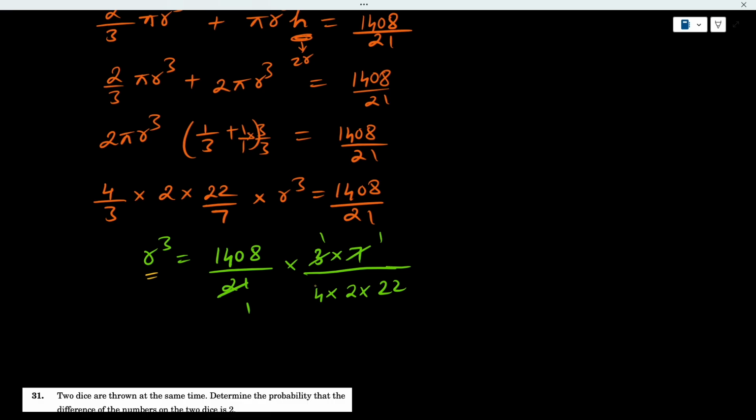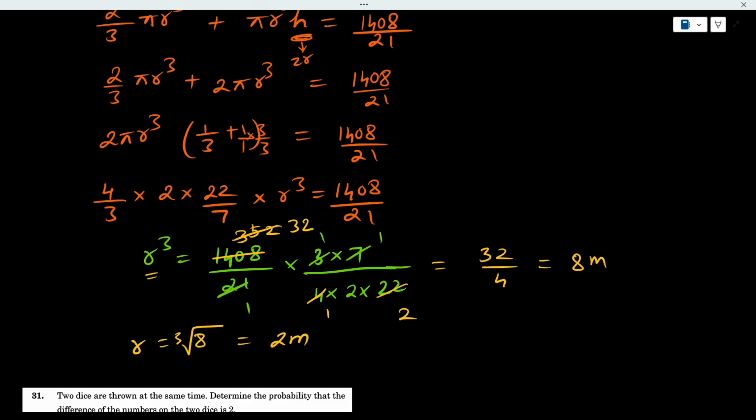Mostly you have to get the right hand side also as a cubic number. So can we divide this by 4? 4 ones are 4, 4 threes are 12, 4 fives are 20, 4 twos are 8. Then it must be divisible by 11, because 22 is divisible by 11. So 11 twos are 22, 11 threes are 33, and 11 twos are 22. So we get 8 meters. So what is going to be the radius? Cube root of 8, which is nothing but 2 meters.